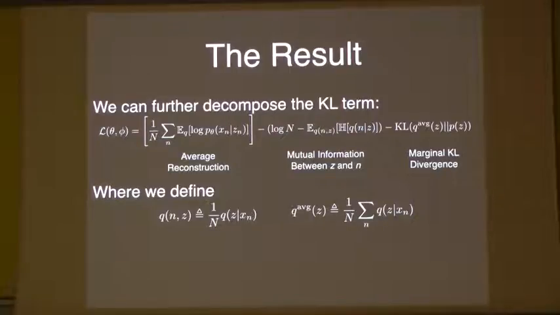The interesting thing about these terms is that they're bounded. The middle term, the mutual information term, is between 0 and log n. The term on the right is at least 0, and interestingly, we can set it to 0 exactly if we set p equal to that marginal q.